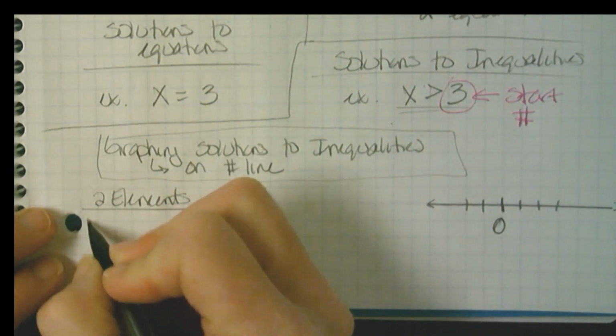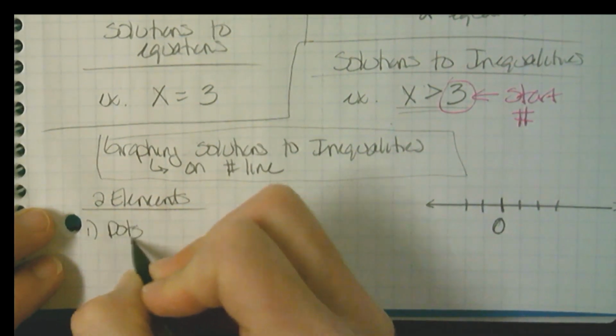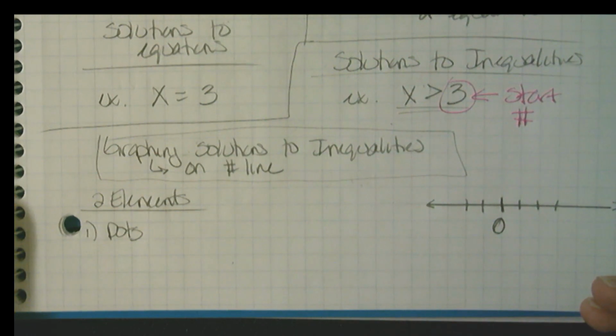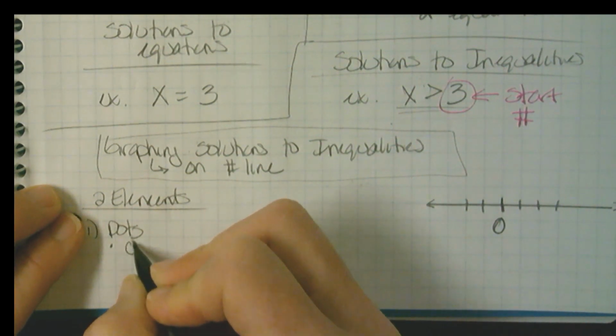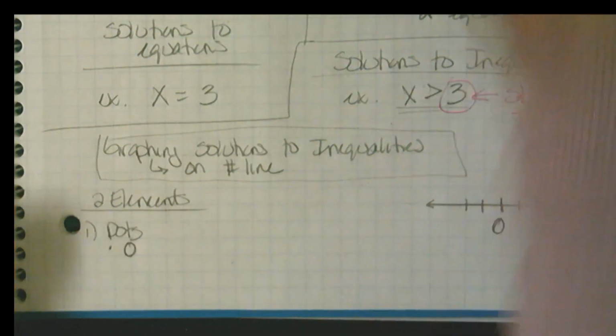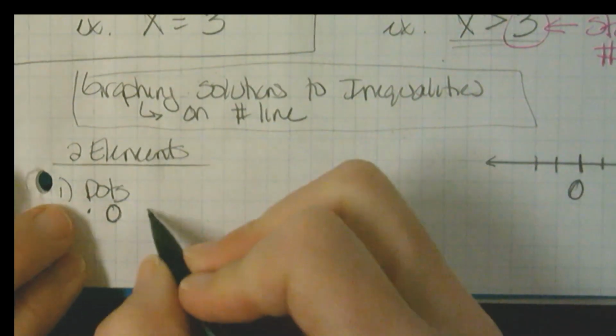So the first thing that we graph are the dots. The 2 possibilities are one that looks like this. This is called an open dot.